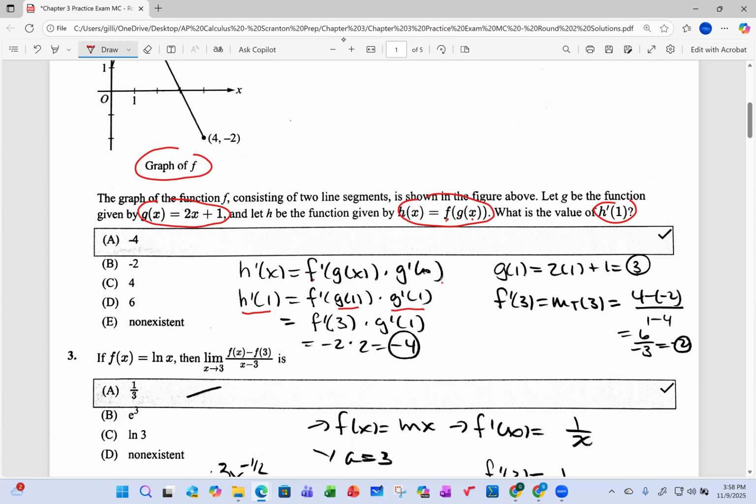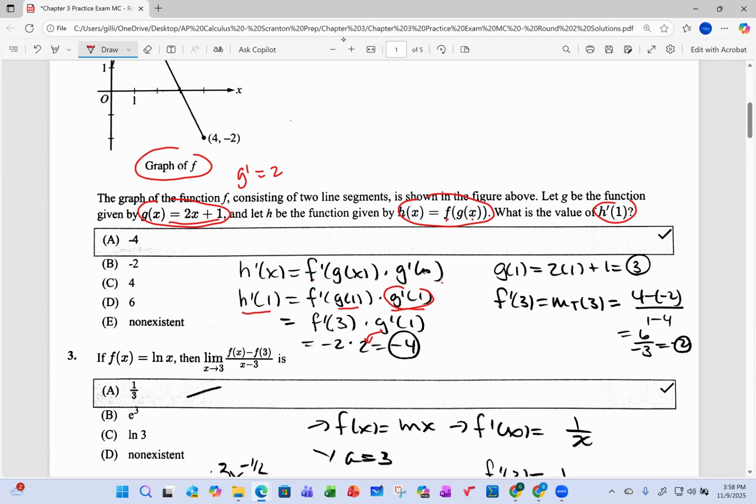So I need g prime at 1. Well, this is g. And g prime is just 2. So g prime at 1 is just 2. I guess I needed g at 1 next. So yeah, g prime at 1, g prime is equal to 2. You put in a 1, you get 2. So g prime at 1 is this 2.